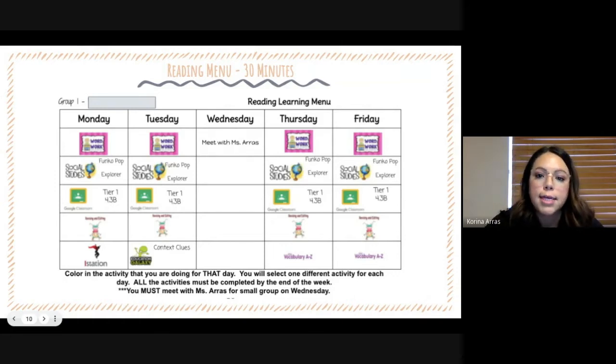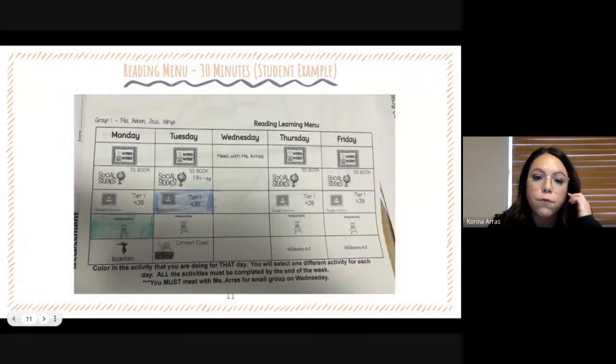So here is the example of my tier 1, my group 1's menu, and then this is it in student form. So you'll see here my student was working on revising and editing on Monday, and then Tuesday he was working on his tier 1 4.3b, which is context clues. And the reason he started working with that on Tuesday was because he was going to meet with me on Wednesday.